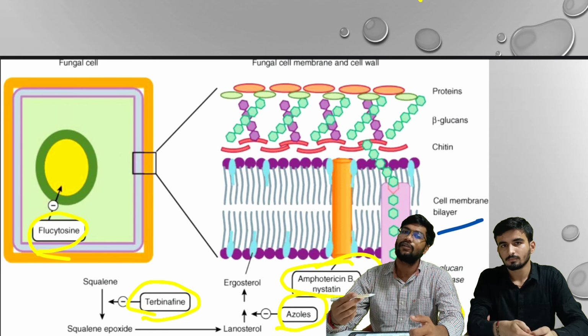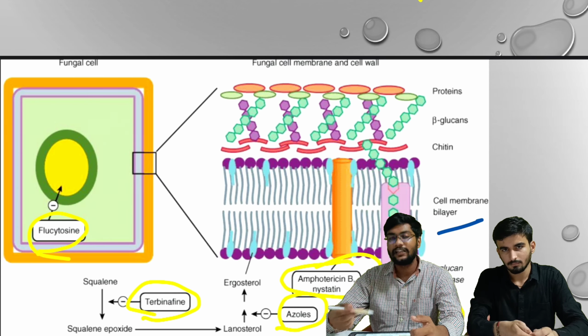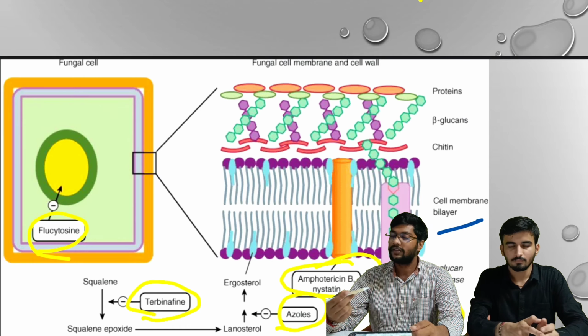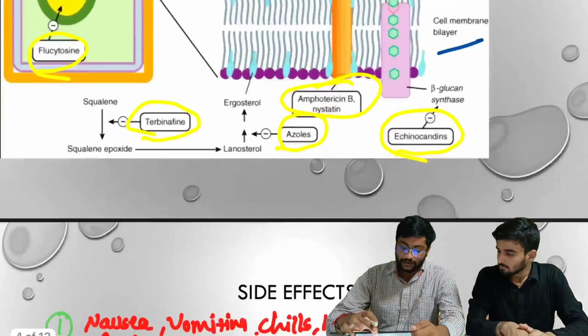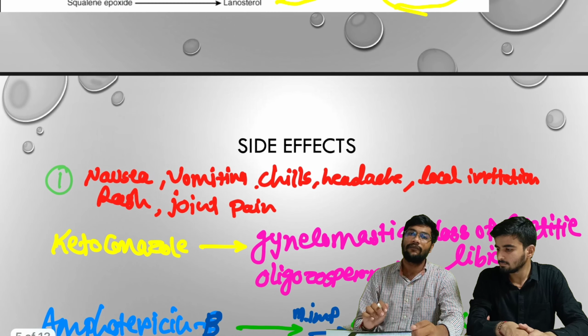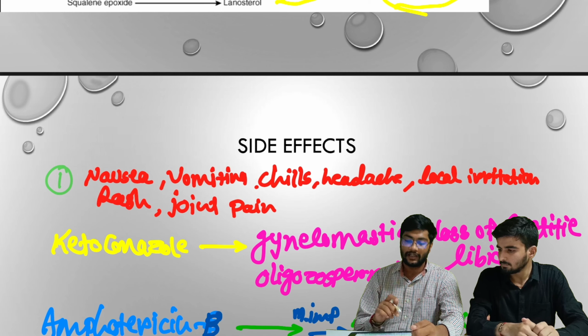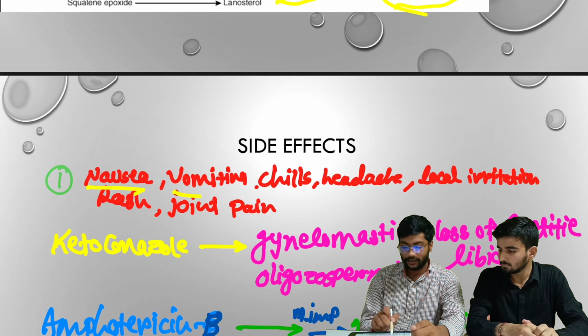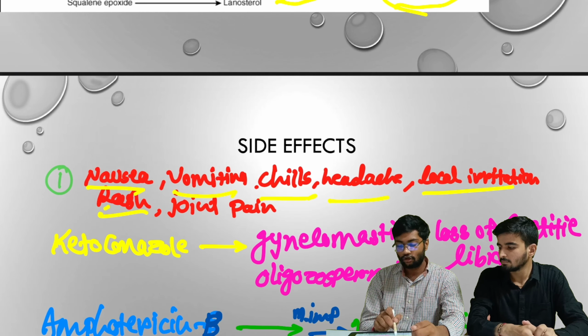You have to remember that azoles are useful in superficial infections like dermatophytosis, tinea, candidiasis, tinea cruris, tinea corporis, etc. Let's learn about the side effects. The overall side effects of antifungal drugs, which are the most common ones you will see in day-to-day life, are nausea, vomiting, chills, headache, local irritation, rashes, and joint pain.